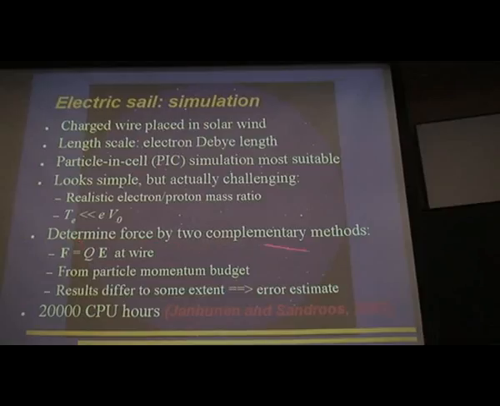Then we determine the force by two complementary methods from the simulation. One is that we just use Coulomb's law: F is Q times E at the wire, where Q is the charge of the wire and E is the electric field caused by the asymmetrical proton and electron distribution around the wire. And then we also computed this force by a particle momentum budget. At all boundaries of the simulation box, one keeps track of the incoming and outgoing momentum when each particle crosses the simulation box boundary.